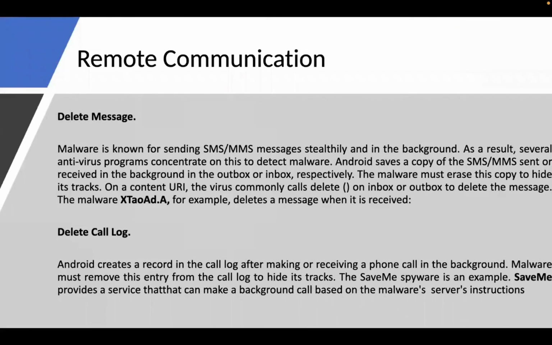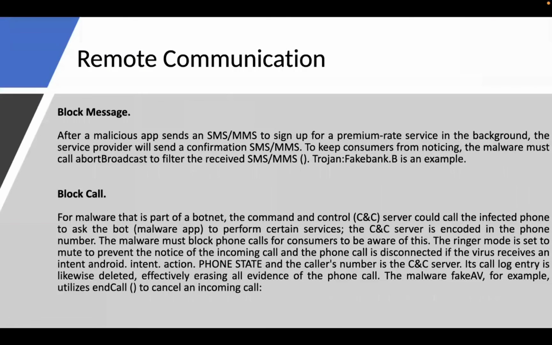The next one is delete call log. Android creates a record in the call log after making or receiving a phone call in the background. Malware must remove this entry from the call log to hide its tracks. The SaveMe spyware is an example. SaveMe provides a service that can make a background call based on the malware server's instructions. Block message. After a malicious app sends an SMS to sign up for a premium rate service in the background, the service provider will send a confirmation message. To keep consumers from noticing, the malware must call abortBroadcast to filter the received message. Trojan FakeBank.B is such an example.